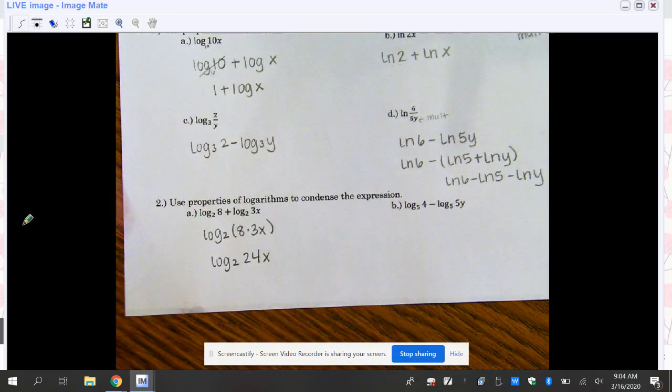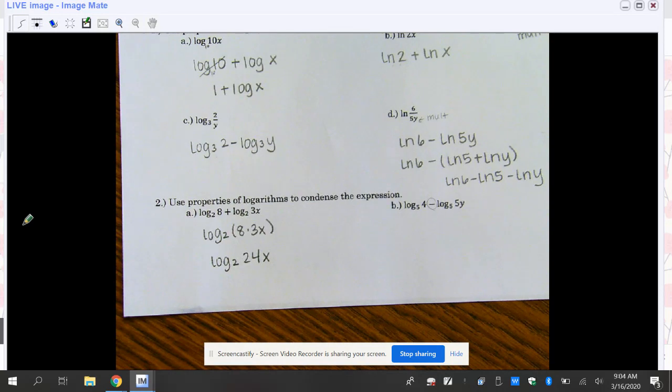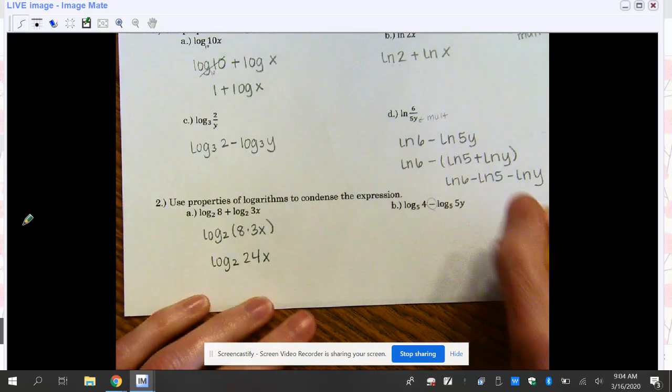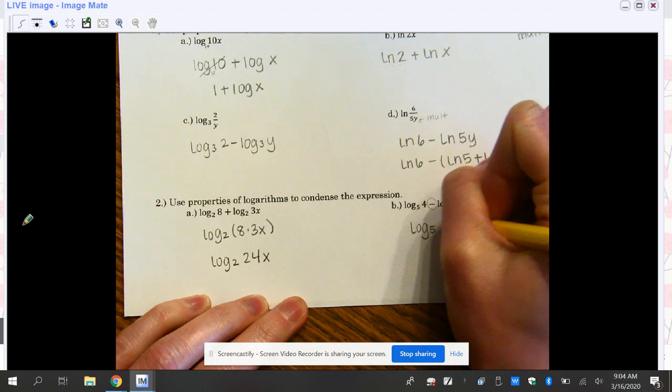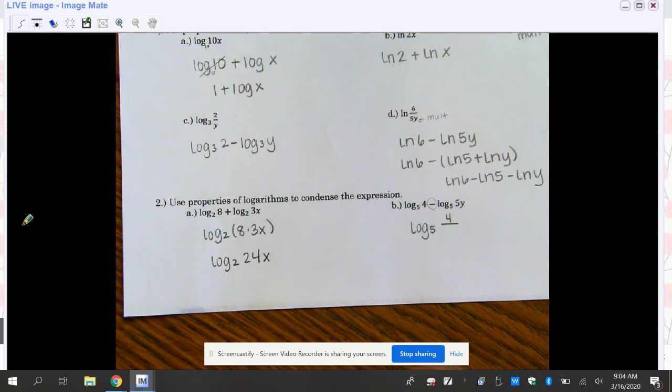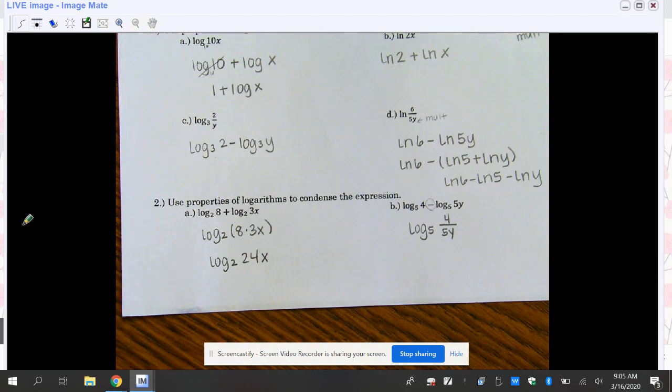And then I'm done. Okay. And so now this next one, I'm dividing because I'm subtracting here. So I'm going to take log base 5, that first part is always going to be your numerator, divided by 5y. And then just like in any other fraction, if you can simplify it, absolutely do that. But I can't here. 4 and 5 don't have any common factors. So I'd be done with that one then.